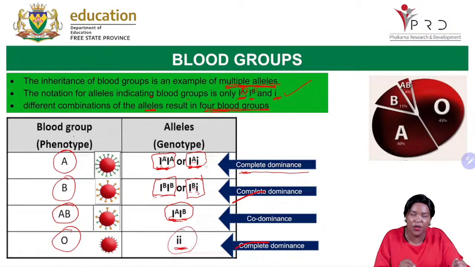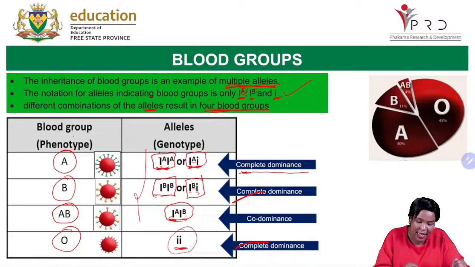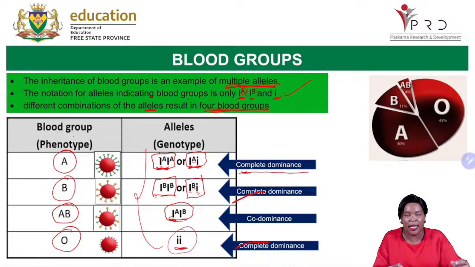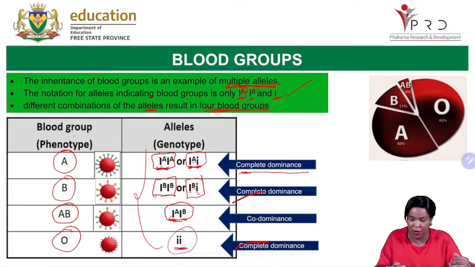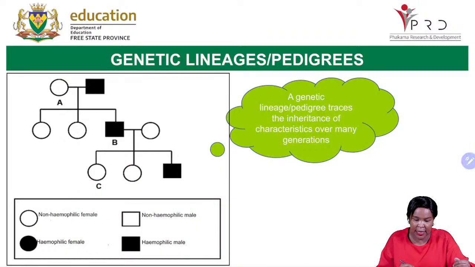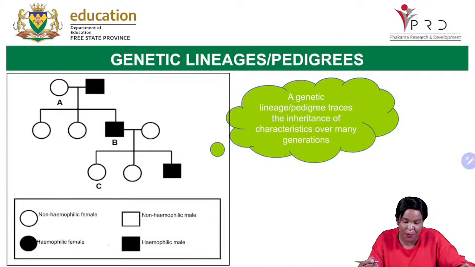So when you do a genetic cross with blood groups, remember you are using these letters of the alphabet. Remember homozygous, remember heterozygous. Right. Next, then you have your genetic pedigrees.